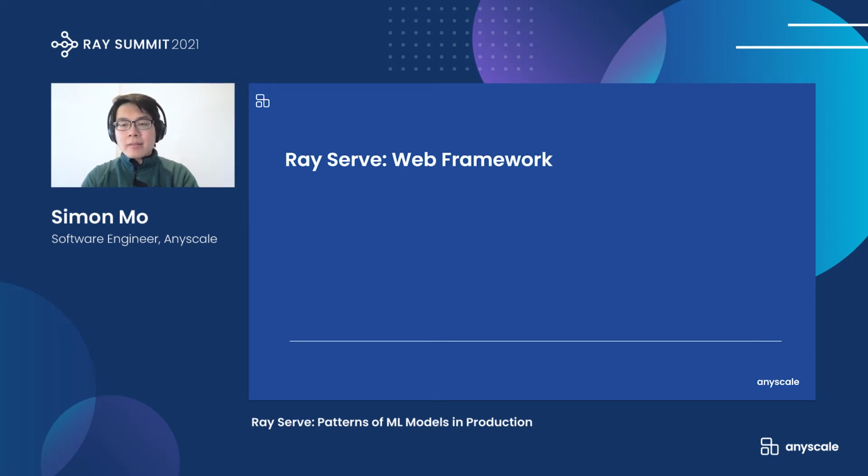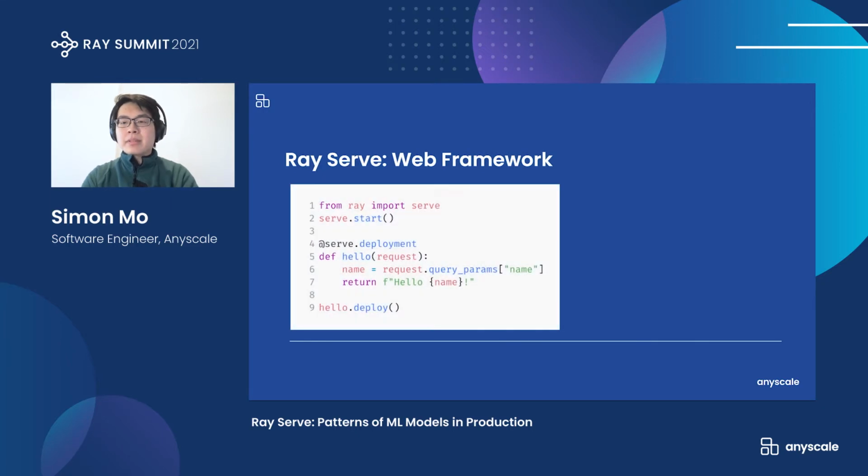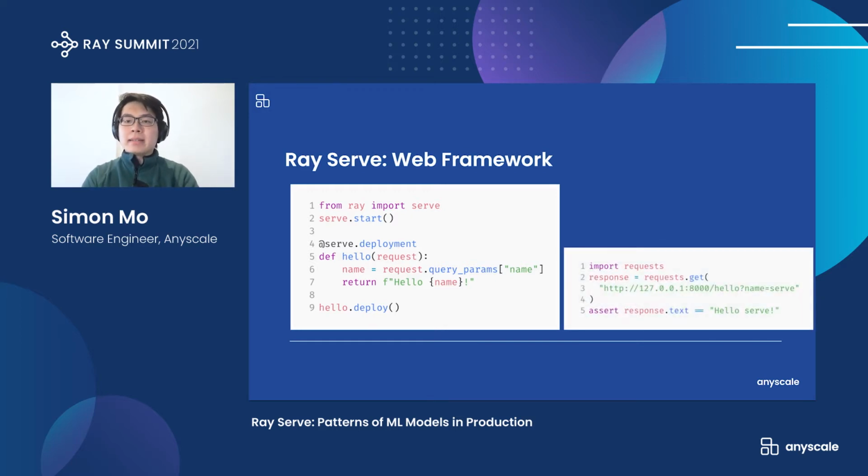Let's start with a simple example of Ray Serve as a web framework. To deploy a simple service on top of Ray, you'll need a few lines of code. Here we define a simple function that responds to web requests and wrap it in a serve deployment decorator. With the serve deployment decorator, we're pushing the hello function to Ray and allowing it to be queried and run in real time. So after you call hello.deploy, the endpoint can be queried directly, and Ray Serve makes it very simple to deploy web services on top of Ray.